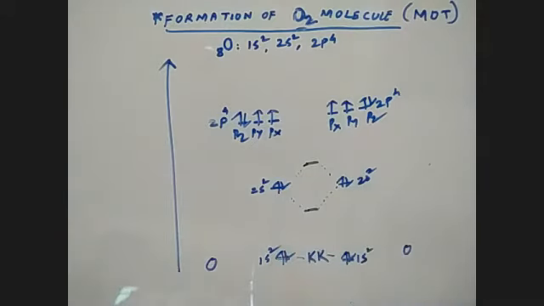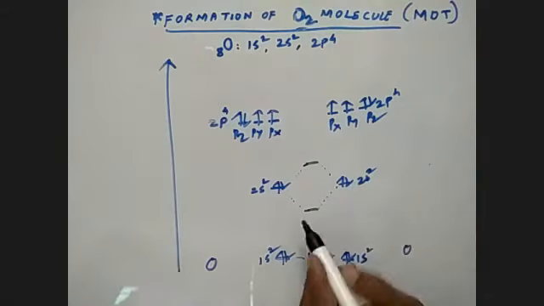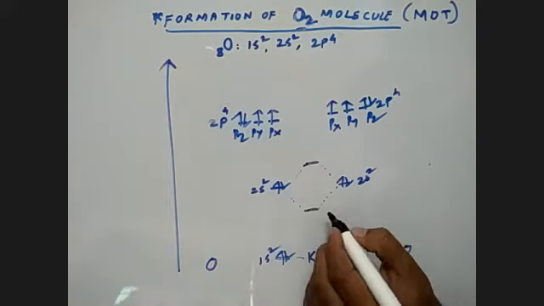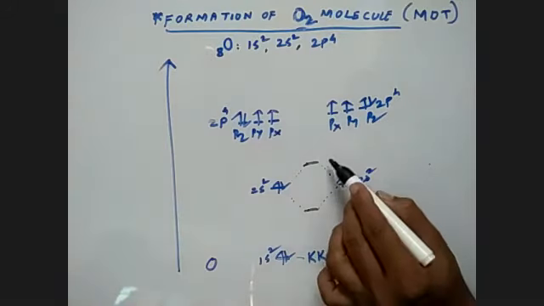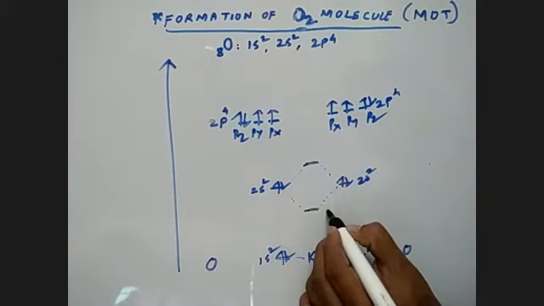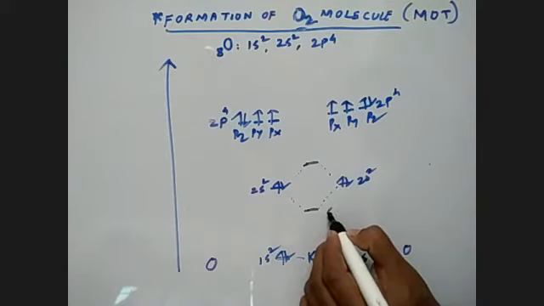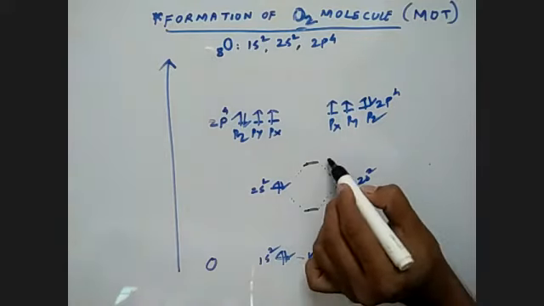Now the biggest task is to fill the electrons. How do we fill the electrons here? Very simple. This lower energy one is called BMO, bonding molecular orbital, and this is AMO, antibonding. It is represented by sigma, and this is sigma star. Okay.